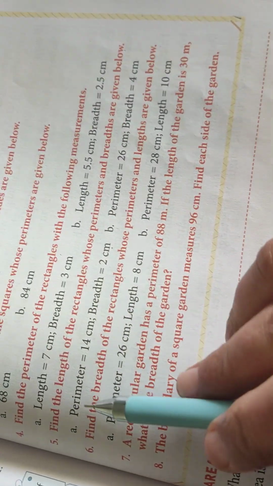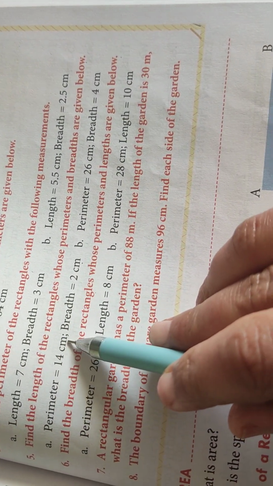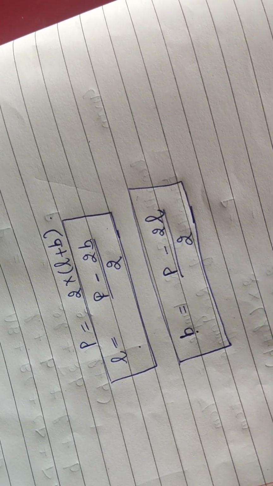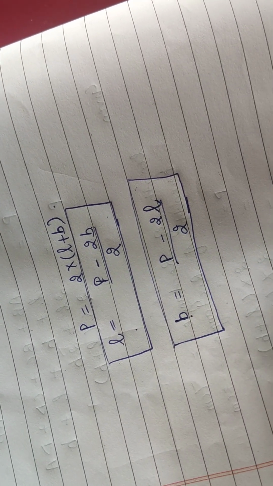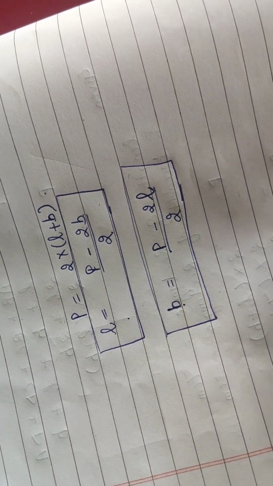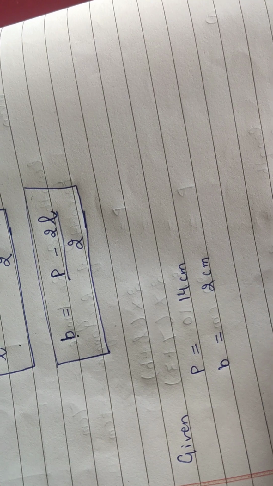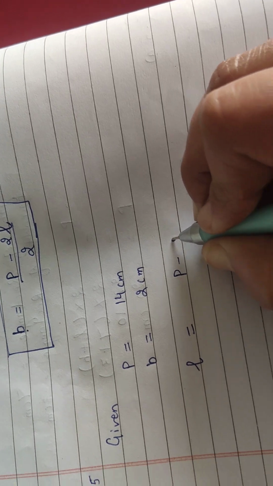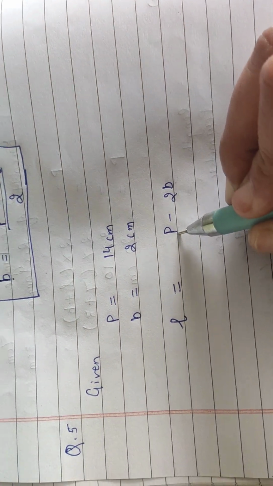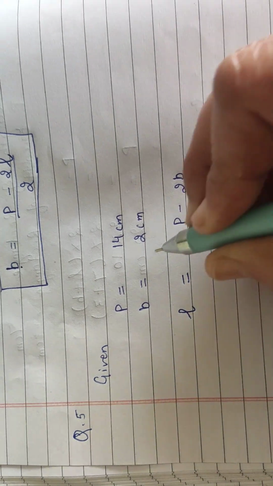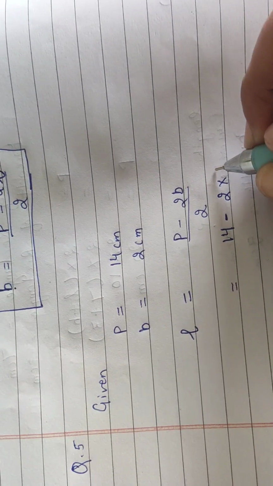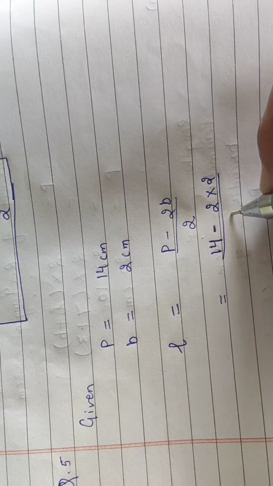Now come to question number 5, A part. Here perimeter is 14 centimeter and breadth is 2 centimeter. So we have to find the length of the rectangle. So what is given? Perimeter is equal to 14 centimeter and breadth is equal to 2 centimeter. We have to find the length. We know that length is equal to perimeter minus 2b divided by 2. So my perimeter is 14 minus 2 multiply b, which is 2, whole divided by 2.